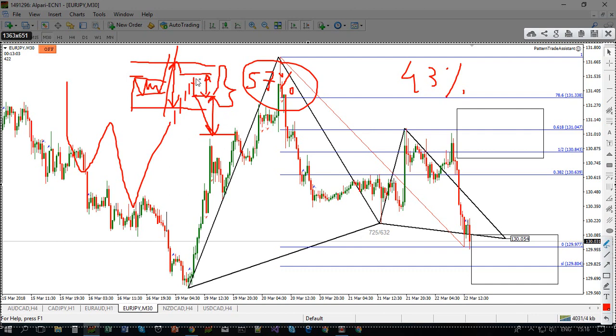Okay, what are the benefits of these methods? First, you increase your probability because you avoid those situations that are blowing out through this reversal zone. You avoid those. Let me delete this stuff.